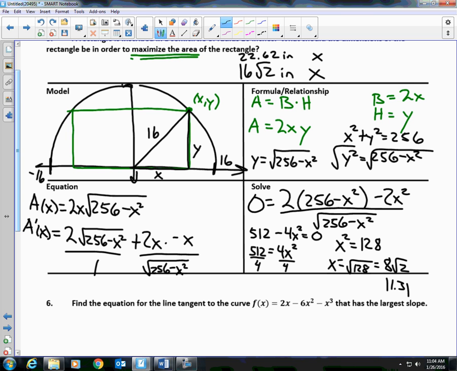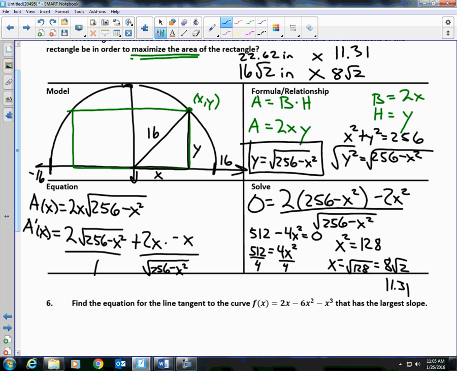How do we come up with the height? If I take this 11.31 and plug it in right here, this is what tells me what y is. You plug in x, you get y. And what you end up with is 11.31 or 8 roots of 2. That's how it works out.